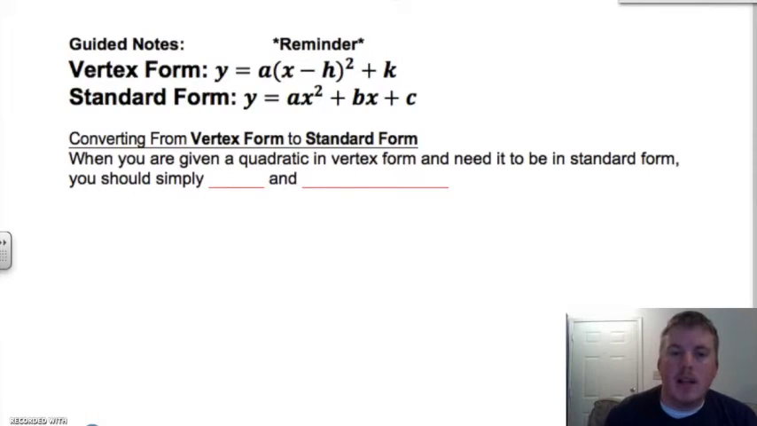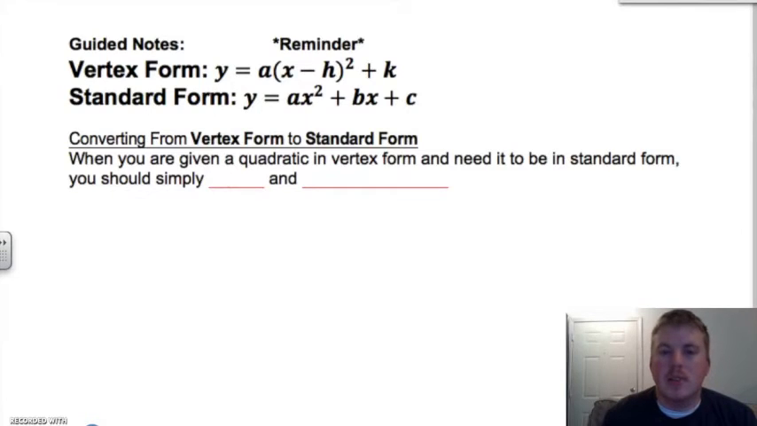So just a reminder before we get started of what our vertex and our standard form looks like. Our vertex form is going to look like y equals a times the quantity x minus h squared plus k. And our standard form is going to look like y equals ax squared plus bx plus c. These are both forms we've worked with in previous lessons. So if you need to review what the individual terms in those formulas stand for, you can go back and look at particularly the first two lessons in 3B, 3B1 and 3B2.